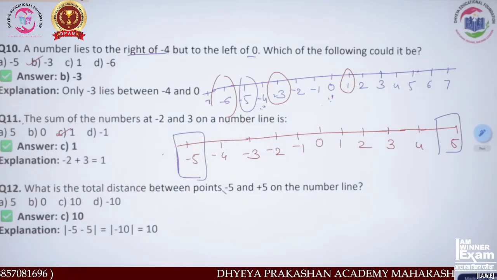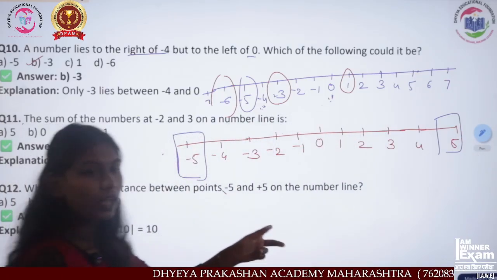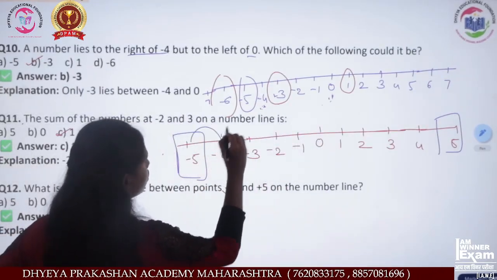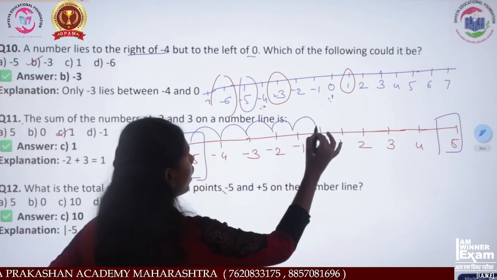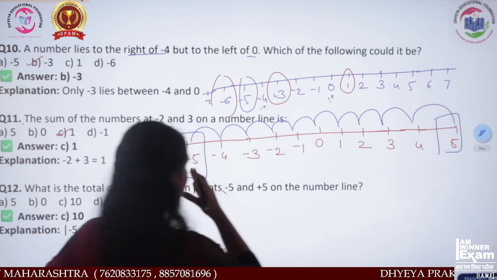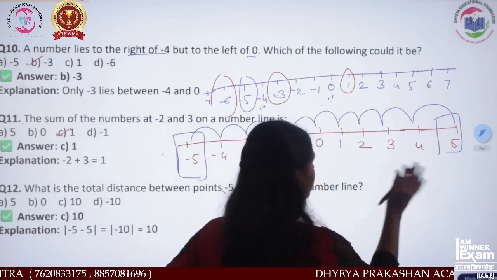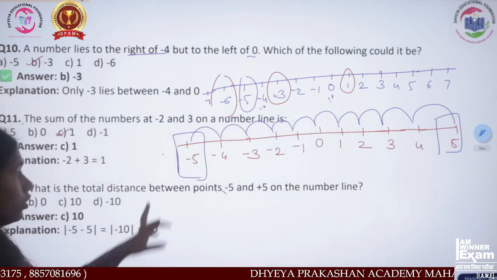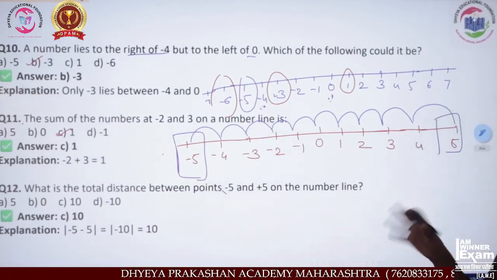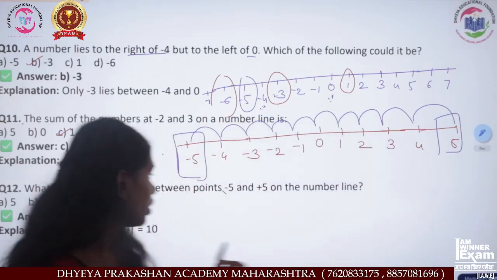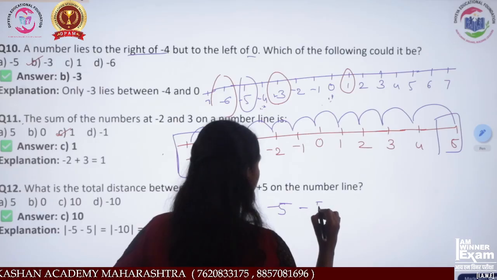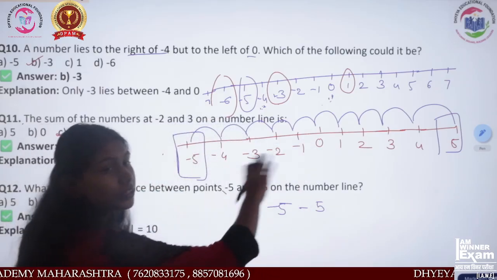Now we want the distance between them. How will you calculate the distance? Let's check. 1, 2, 3, 4, 5, 6, 7, 8, 9, 10. So the distance between minus 5 and plus 5 is 10. Now how will you find it? You can simply subtract: minus 5 minus this 5. So you will get the distance, or the difference, between them.